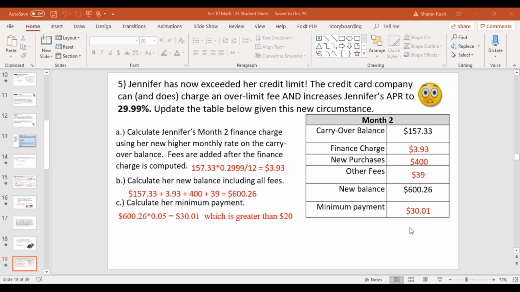And they are pretty particular. Don't just send in $30. You know, they say that, oh, you didn't pay enough. So they're very particular on some of these things.